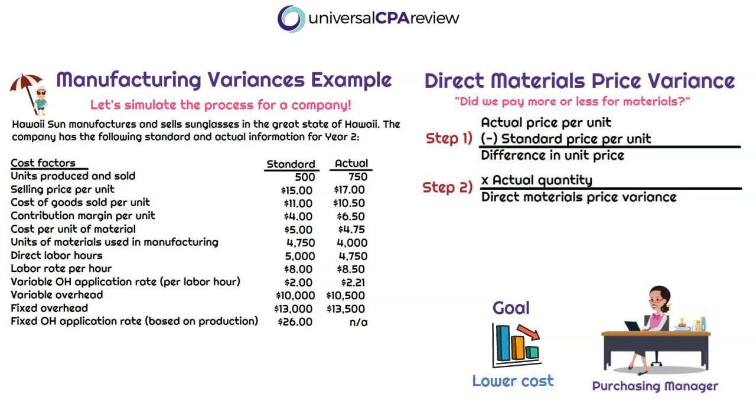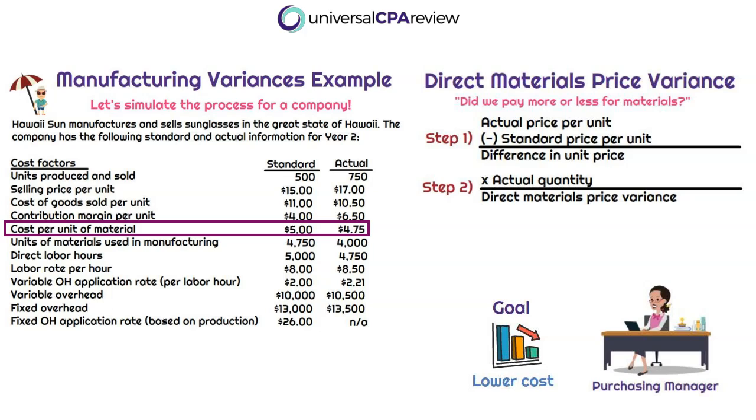If you pay less, that's good. That means we're going to have a favorable variance. So let's go through and see what the actual result for Hawaii Sun was. So the actual price per unit of direct material, well, that is coming from the cost per unit of material. The actual was $4.75, and they had a standard or budgeted price per unit of $5.